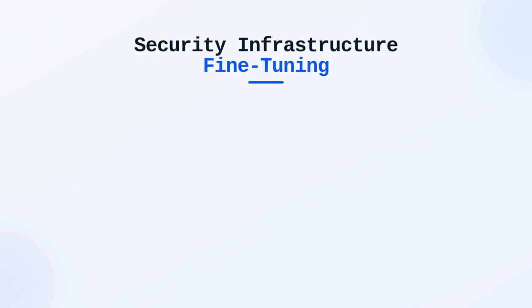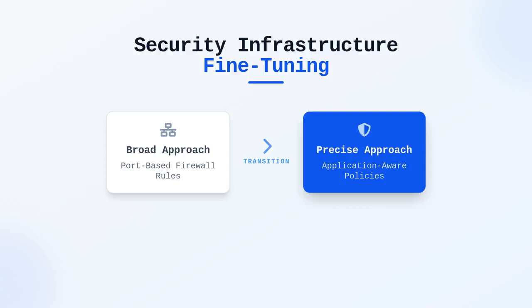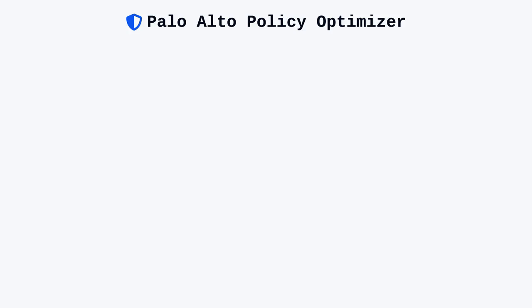Welcome back to our discussion on fine-tuning your security infrastructure. In this session, we will focus on transitioning from broad, port-based firewall rules to precise, application-aware security policies using the Policy Optimizer. The primary challenge in managing legacy firewall configurations is the reliance on port-based rules, which often grant excessive access because they lack visibility into the actual applications traversing the network.